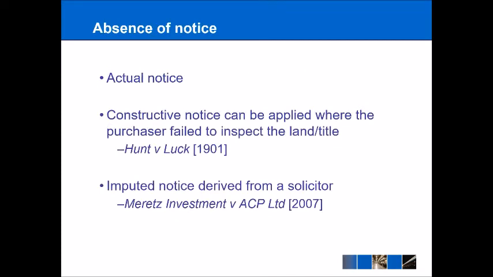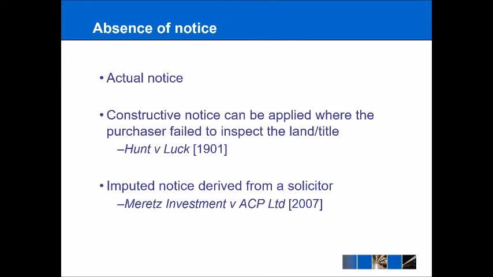The absence of notice can include a number of things. That's actual notice, where a person is directly informed of a right, and constructive notice, which can be applied where a purchaser has failed to inspect the land or the title. Generally, the courts are a little bit reluctant to impute knowledge onto another person, but for constructive notice, there's a reasonable expectation that a careful purchaser will, at the very least, inspect the land and the title. The case authority for that is Hunt v Luck from 1901.